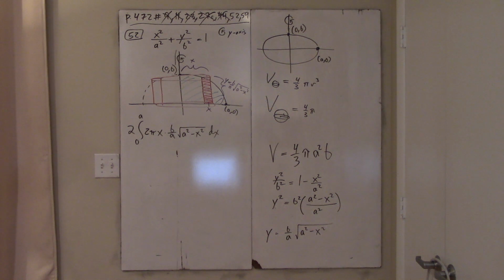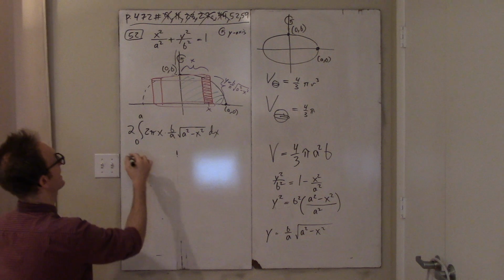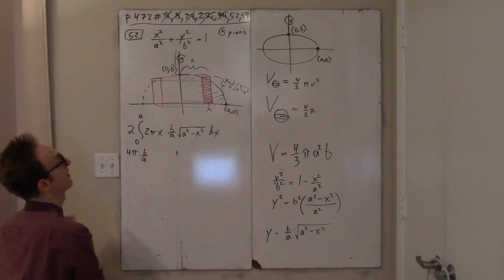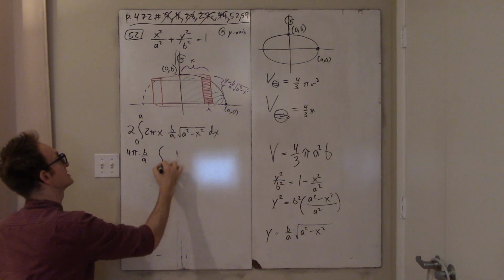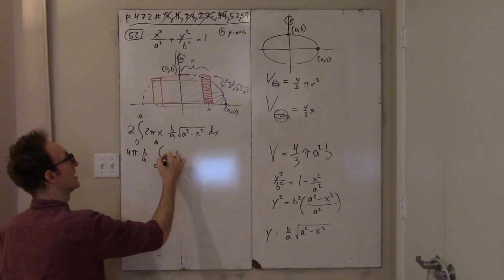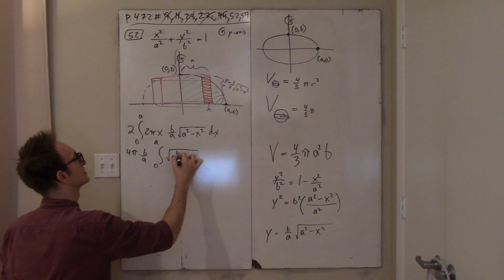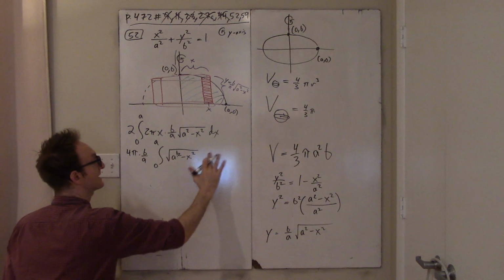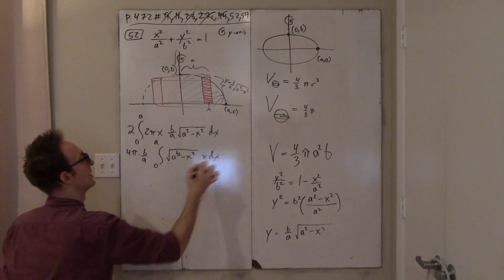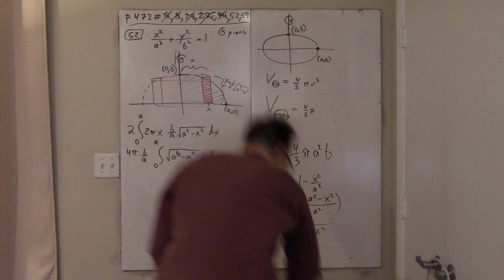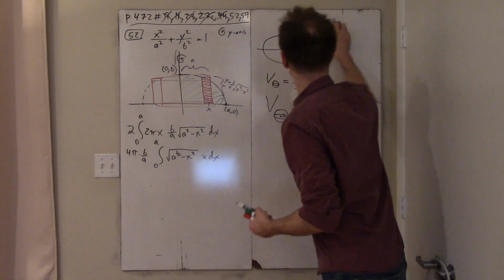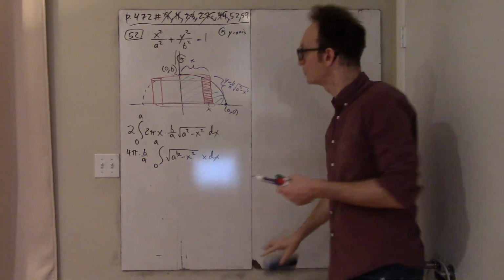Alright, do I know how to do this problem? Yeah, I guess so, right? Because what am I going to get? I'm going to get 4 pi times b over a on the outside. But then, it's just the integral from 0 to a of root a squared minus x squared dx. Sorry, there's an x in there still. So x dx. Okay, so how do I do this problem? Answer with substitution?